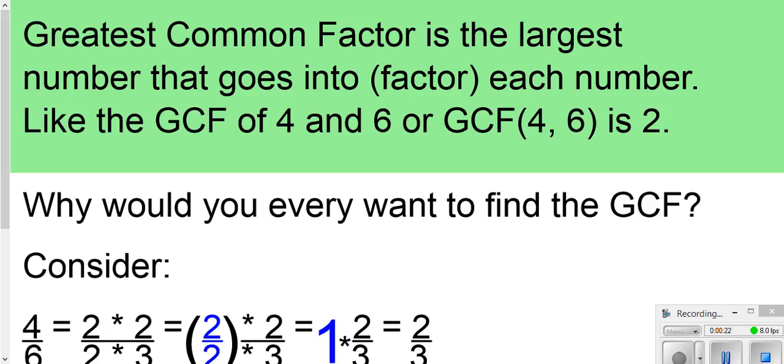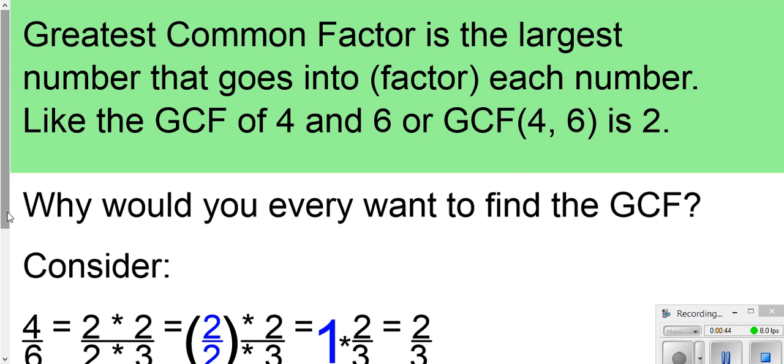It's really the largest number that goes into, meaning a factor of, each of the other numbers. So, like the greatest common factor of 4 and 6, often written as GCF of 4, 6, is 2. It's the largest number that goes into both of them. Nothing larger than 2 goes into 4 and also 6 at the same time.